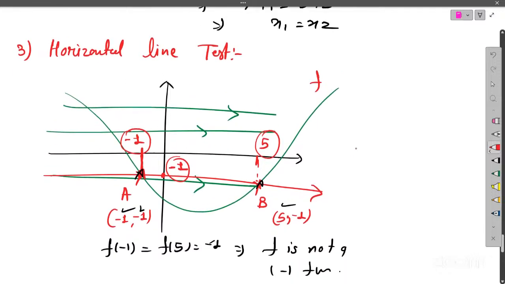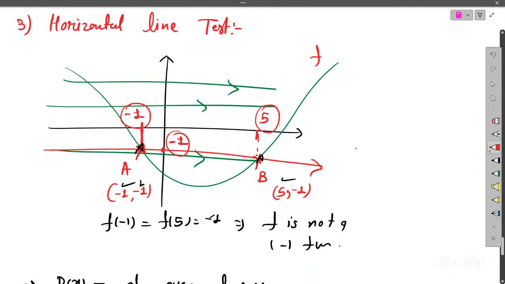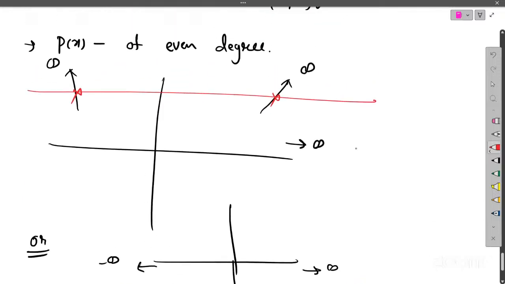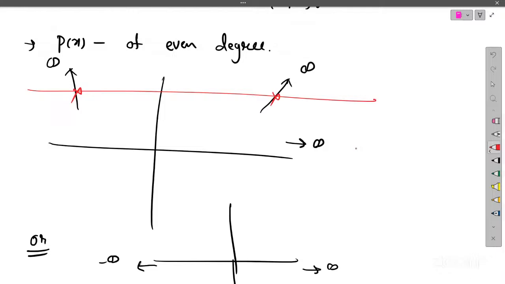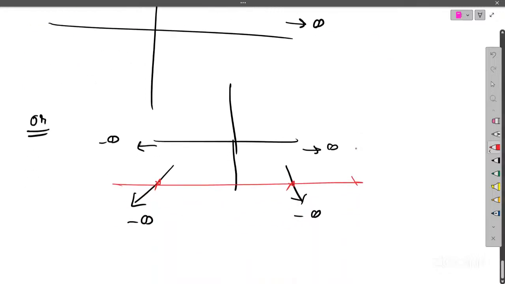Is that clear? Any doubt in the horizontal line test? Any comments? Yes, ma'am, but we cannot say the same for odd degree polynomials. Correct. Yeah, because for odd degree polynomials, we have an example, f of x is equal to x cube. It is an odd degree polynomial, but it is also a 1-1 function. Yeah, okay, madam. What I meant was you cannot always say that if it is odd, it will be 1-1. Yeah, that's also fine. That's also correct.